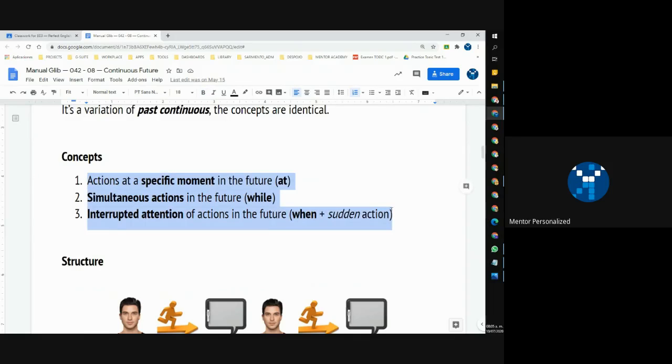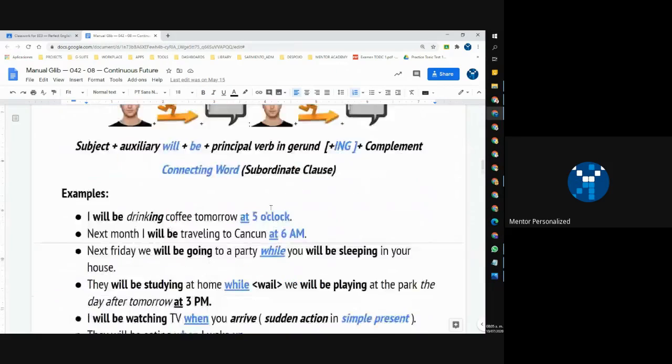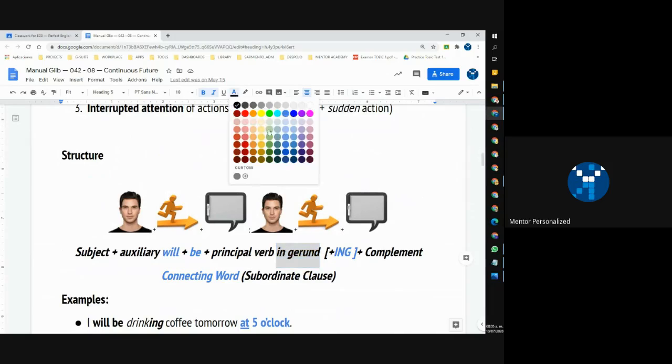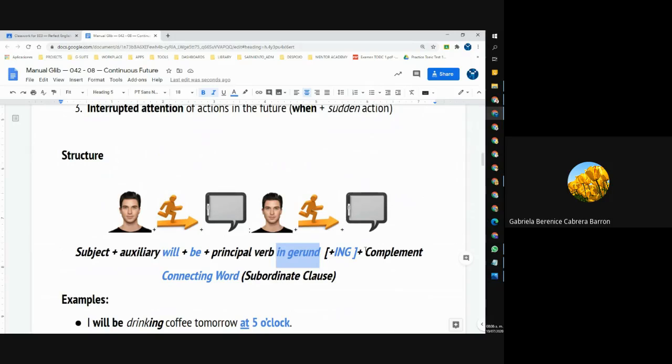So the concepts are identical. The structure, we may say it's also the same. Subject, auxiliary, in this case in future, will be, plus the principal verb in gerund, this is plus ing. What is the gerund form of drink, Gabi? Drinking. And go? Going. Speak? Speaking. Drive? Driving. Take? Taking. Eat? Eating. Very good.